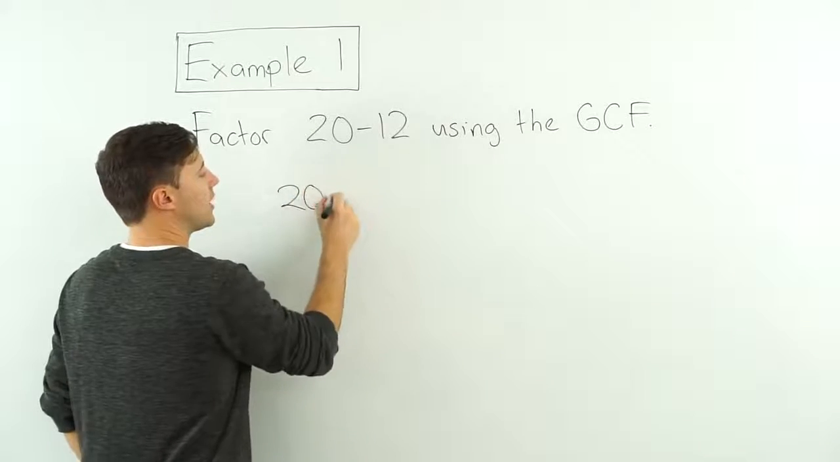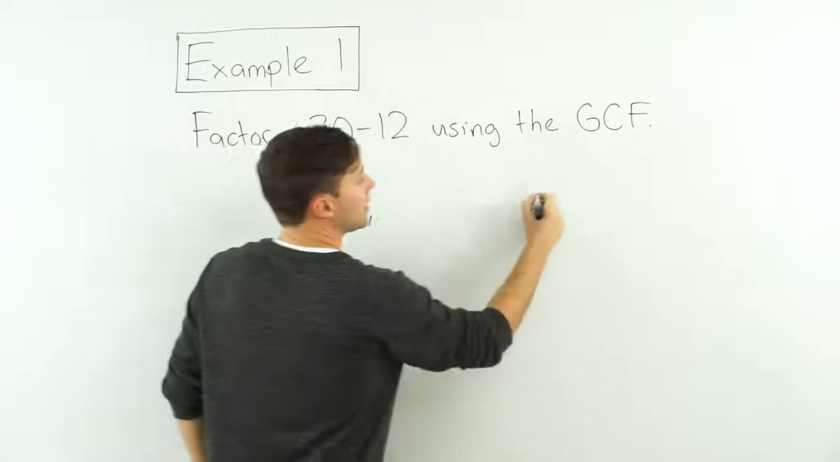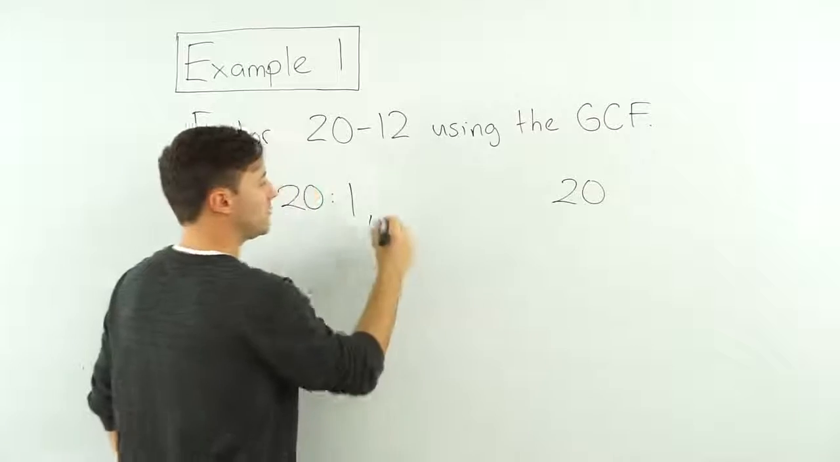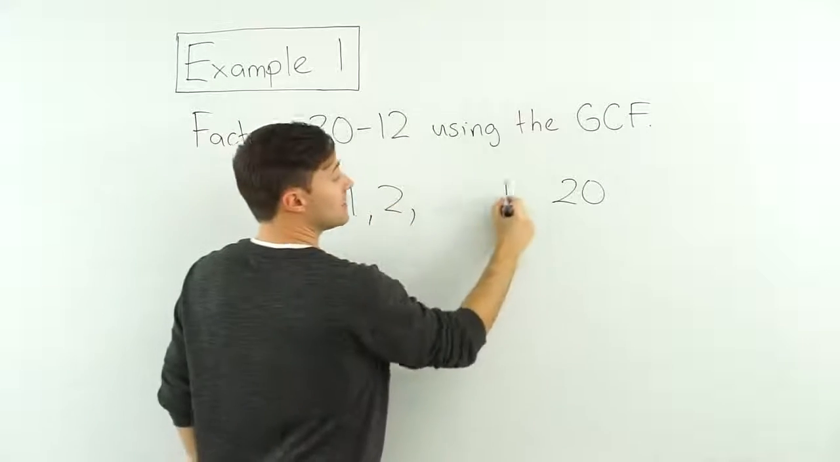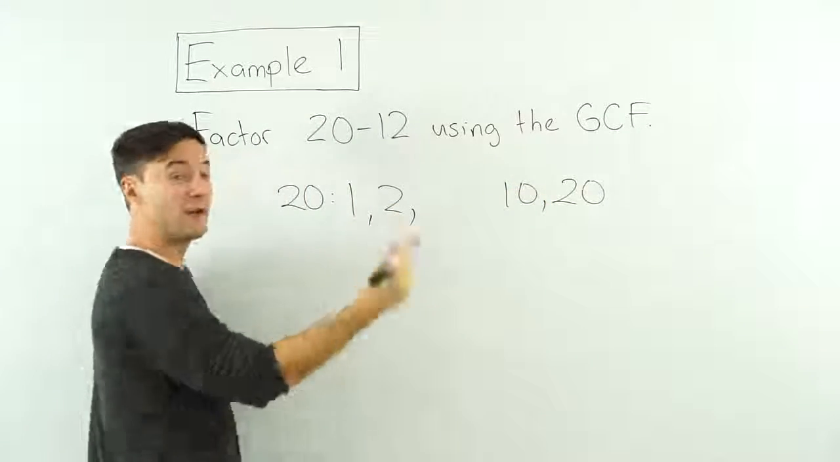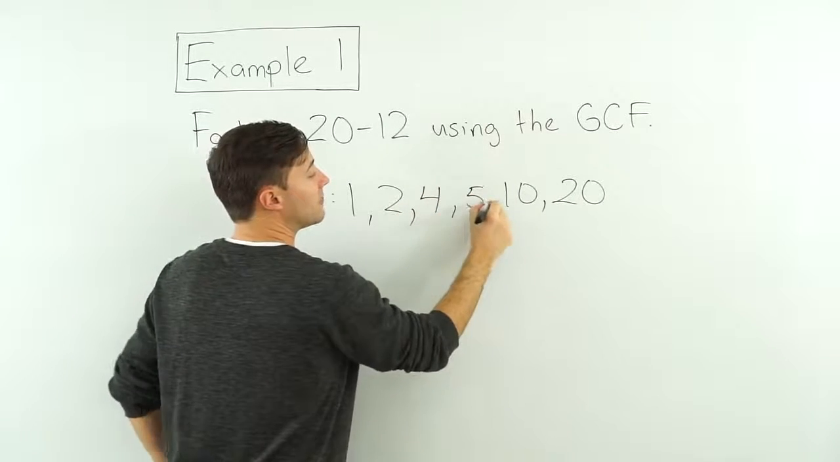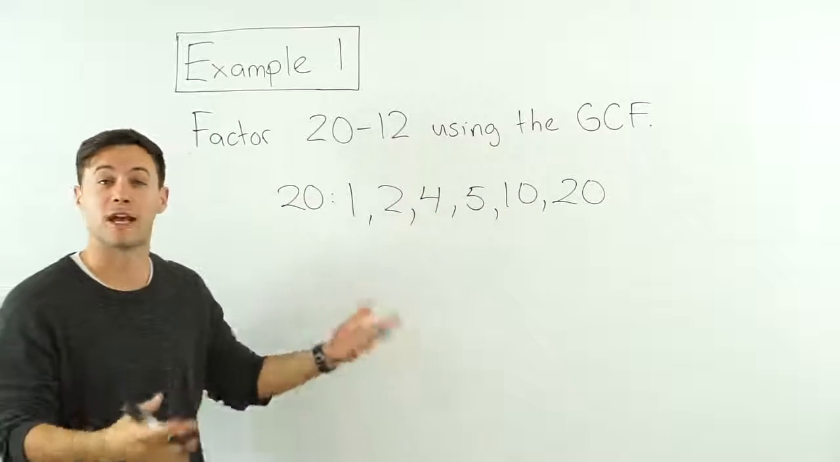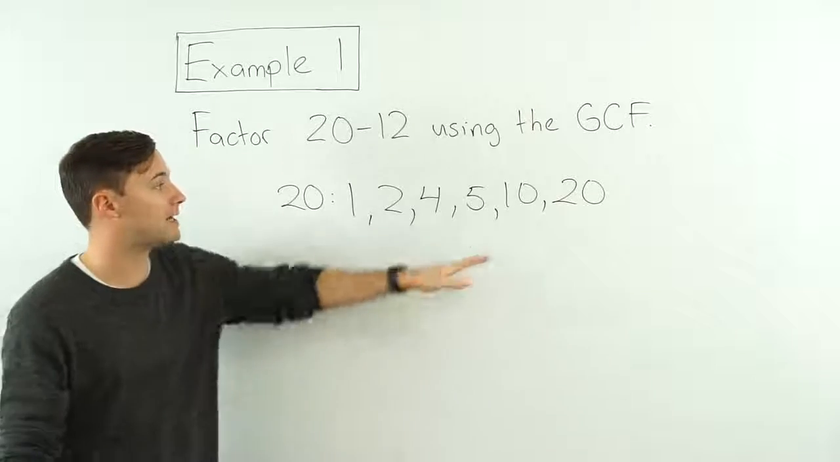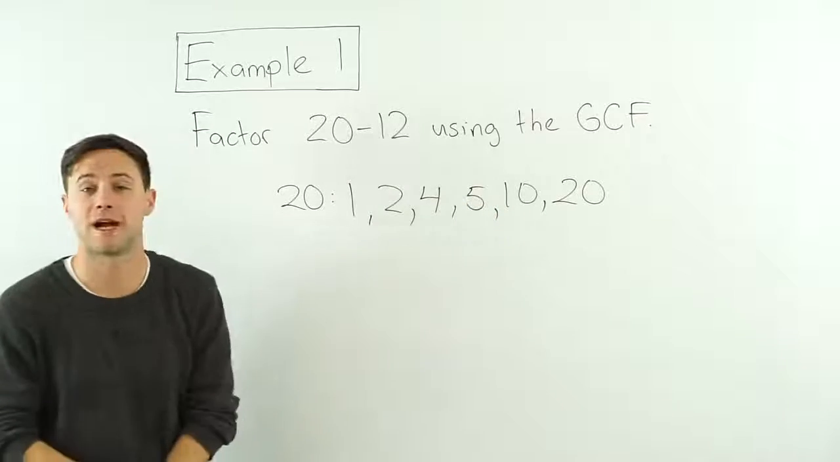Well, the factors of 20, you've got 1 and 20. You've got 2 and 10. 3 doesn't work. 4 does. 4 times 5 works. 6, no. 7, no. 8, no. 9, 10, and we're there. So there's the factors of 20.